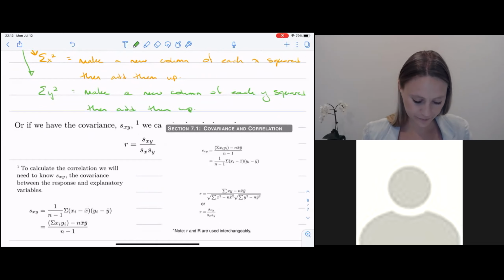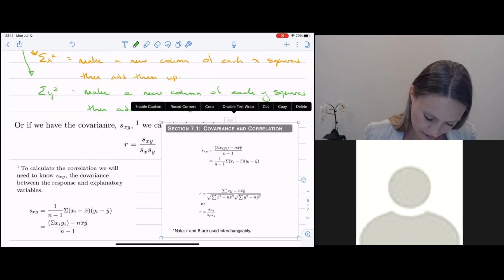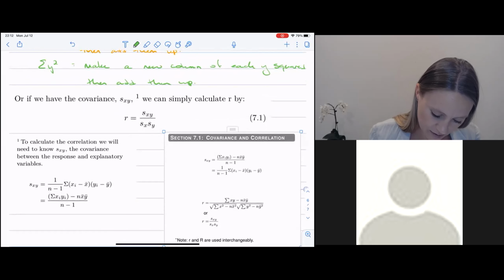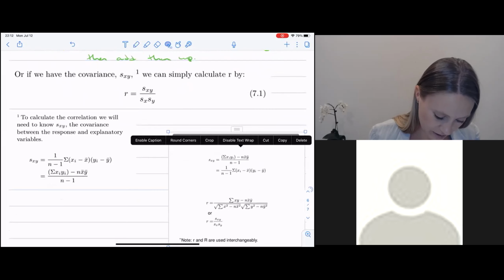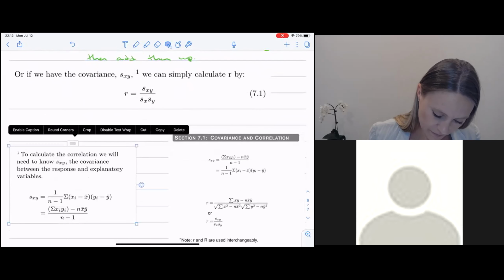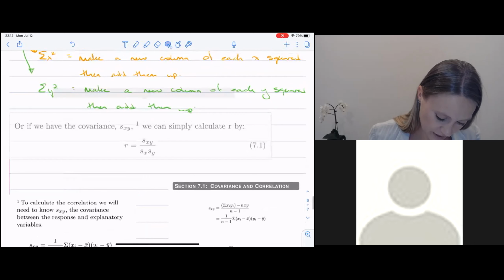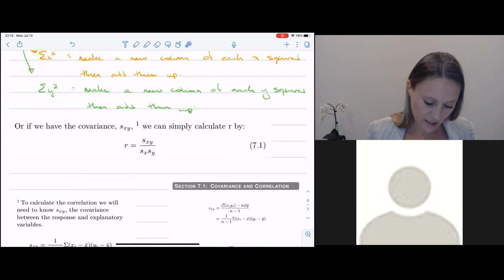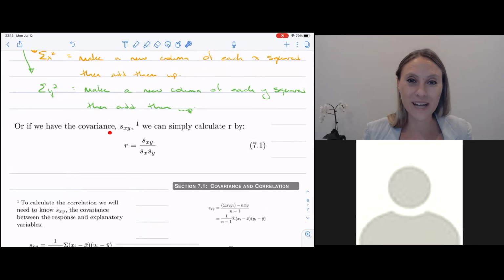Okay. If we're lucky, we don't have to do that. Okay. So if we're lucky, then if we have the covariance, it's called, and we denote it by S subscript XY, it's the standard deviation of XY, kind of a combo, if you want to think of it that way. It's called the covariance, right? But that's where the notation came from, SXY.